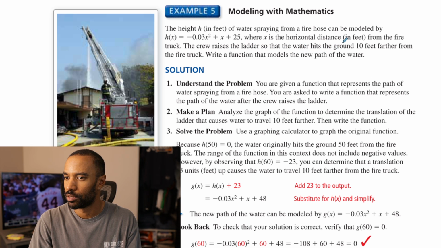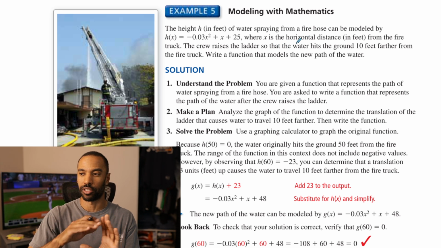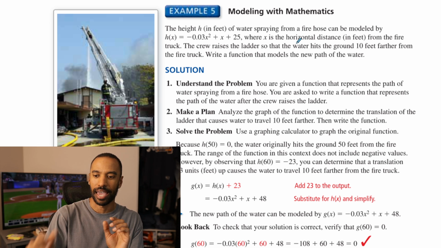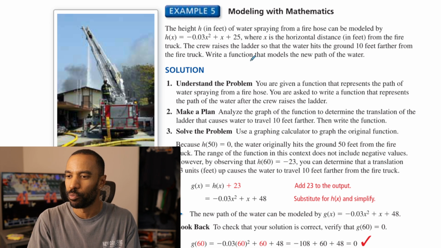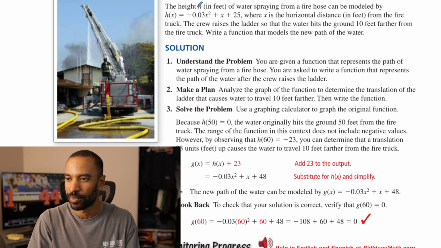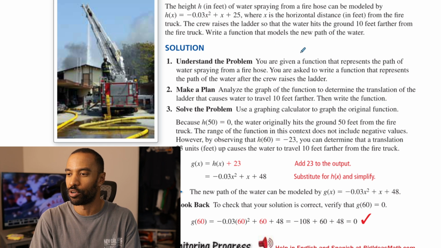So, now I actually don't know what it says they raised the ladder, but it says 10 feet farther from the truck. I don't know if they mean upward. They probably do, but we'll see. So understand the problem. You're given a function, so that's the model. X is horizontal distance. Oh, 10 feet farther might be outward because they also have horizontal distance.